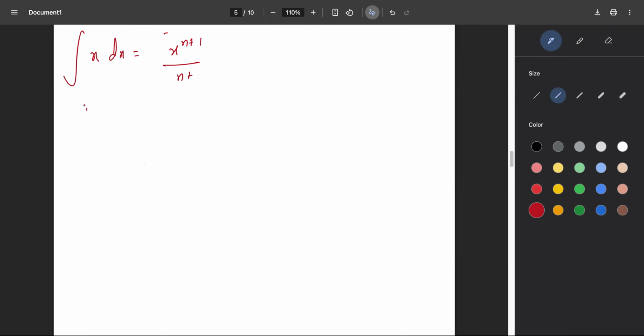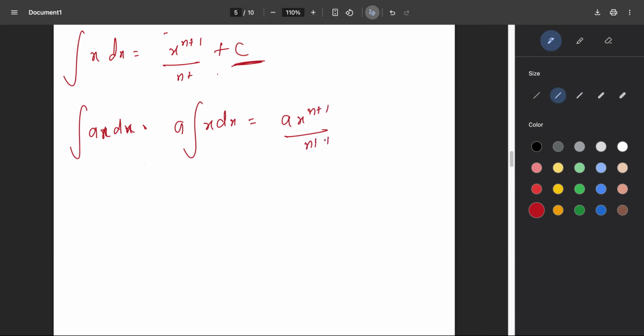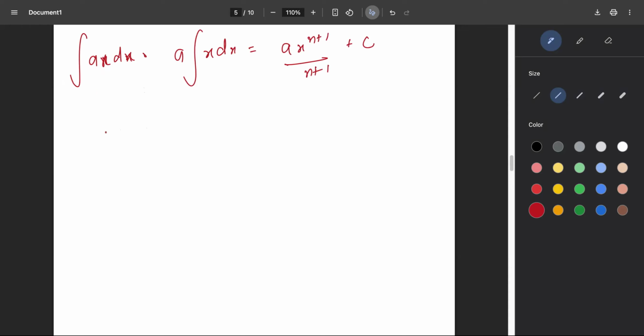Integration of dx I have already done. And this is integration of a x dx. So you know what this is? Very simple. Although I don't have to write this, take it outside. Integration of x dx, plus c. Never forget putting a c. No, not this. When I write f(x), it means function of x. Okay?